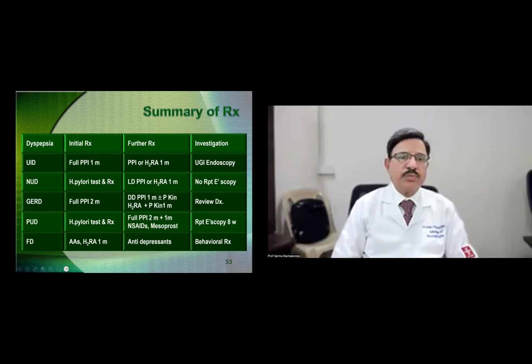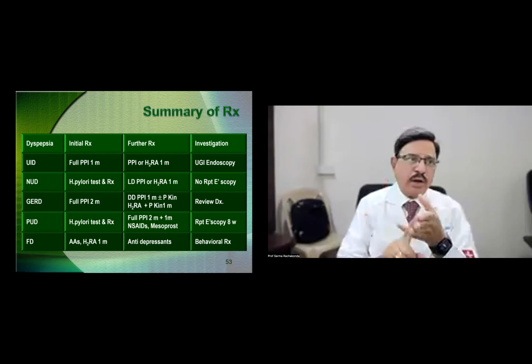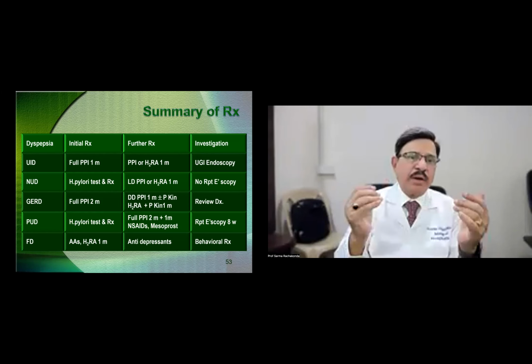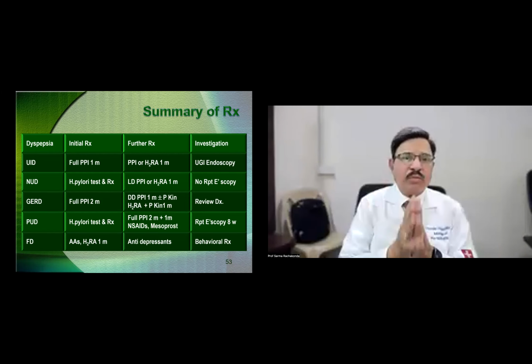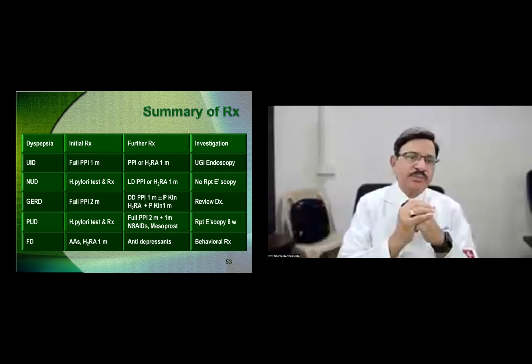Uninvestigated dyspepsia. Who is this person? Less than 55, no alarm signs. I didn't put the endoscope. I started the treatment empirically. What do I give? Full dose PPI for 1 month, further PPI or H2RA for 1 more month. Not responding, then do the upper GI endoscopy.